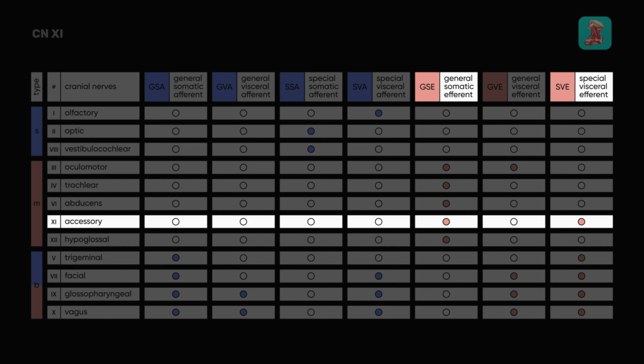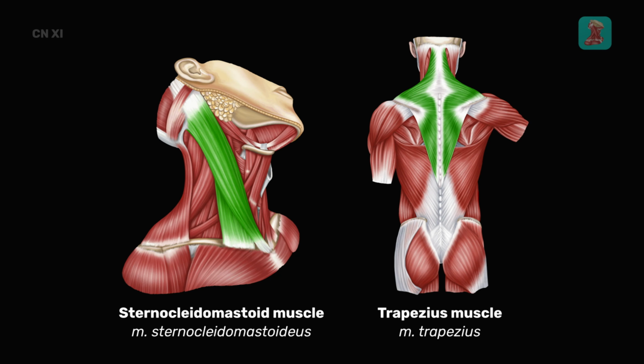This is due to the fact that the sternocleidomastoid and trapezius muscles are not directly derived from the pharyngeal arches. In classical anatomy, the nerve was described only as a general somatic efferent nerve, GSE. However, according to modern data, certain parts of these muscles are still derived from the pharyngeal arches. In this regard, we cannot exclude the presence of SVE fibers.